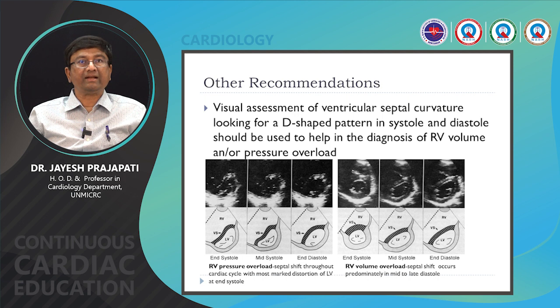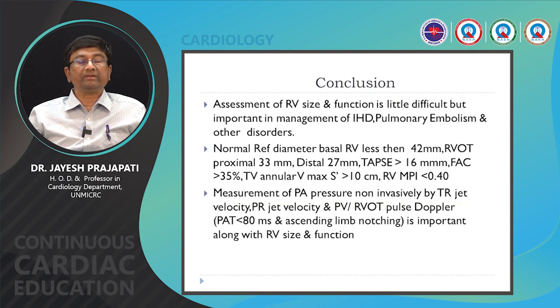In such a situation we have to think that the patient might have a pulmonary embolism or an acutely dilated RV. We have to see at what time it persists: end systole, mid systole, end diastole, or throughout. In RV volume overload, septal shift occurs predominantly in mid to late diastole, while in pressure overload, septal shift is throughout the cardiac cycle with most distortion of the LV at end systole. So this is how the septum gives an idea of RV volume or pressure overload. The D-shaped cavity is important.